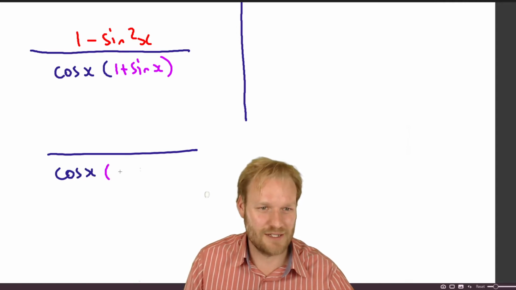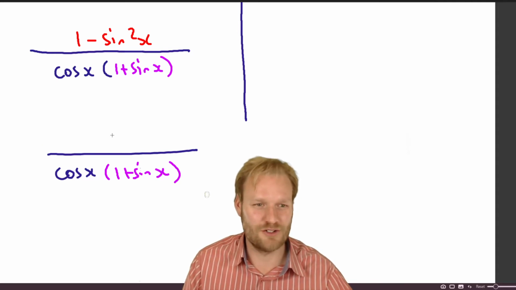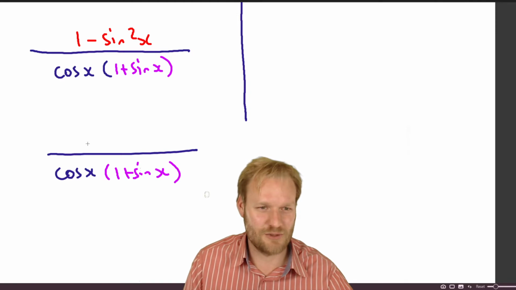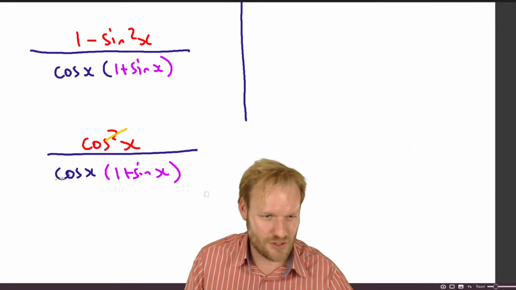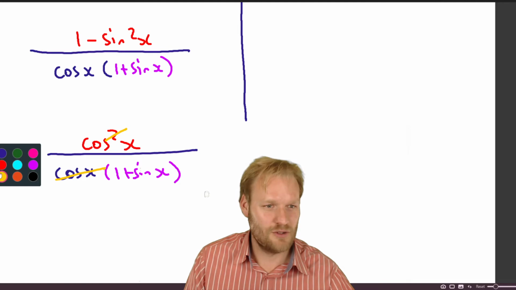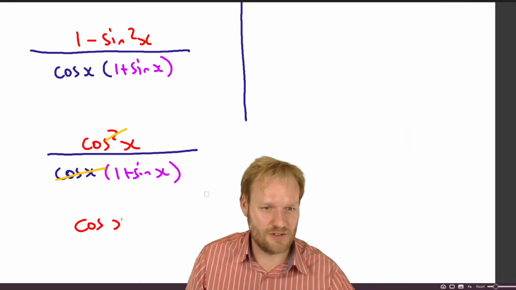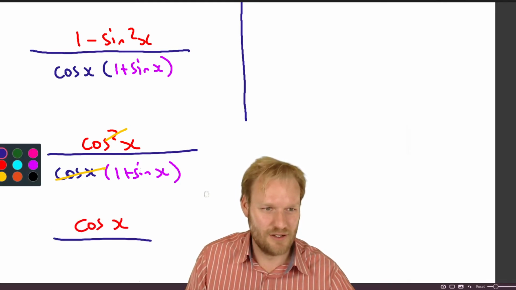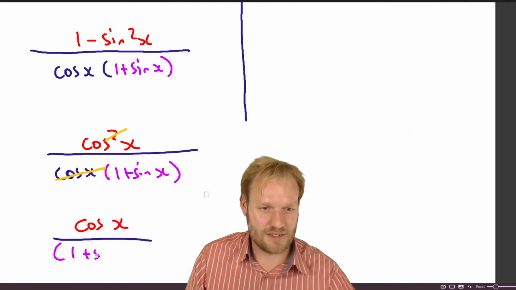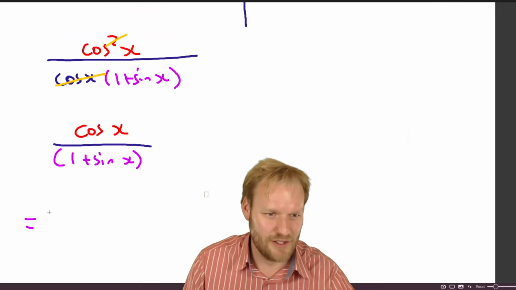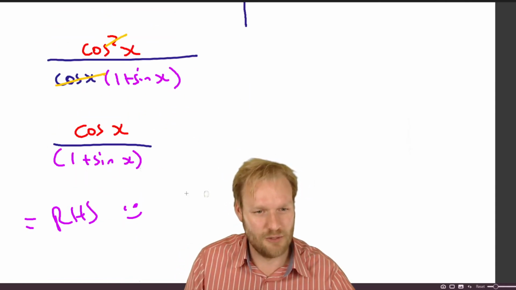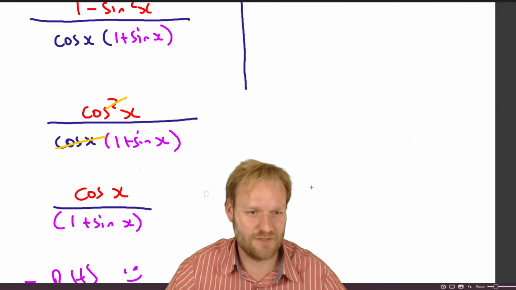And while I'm writing this, you know the question's going to be, what can we change the numerator to? Well, 1 minus sine squared x is just the same as cos squared x, which means we can simplify this because that's cos x times cos x, so that cancels with the cos x. We're just left with cos x on the numerator, and on the denominator, we're left with 1 plus sine x, which looks like our right-hand side. So we can finish that off and say, yeah, equals the right-hand side, with our obligatory smiley face. So that's if we chose the left-hand side.